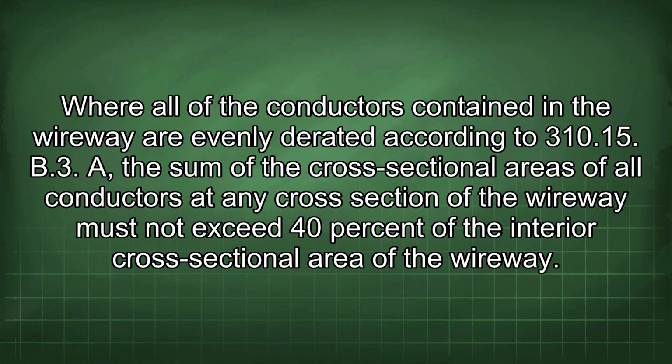Where all of the conductors contained in the wireway are evenly derated according to 310.15(B)(3), the sum of the cross-sectional areas of all conductors at any cross-section of the wireway must not exceed 40% of the interior cross-sectional area of the wireway.